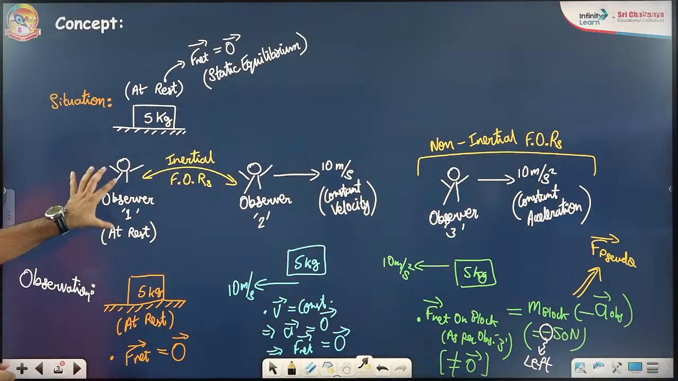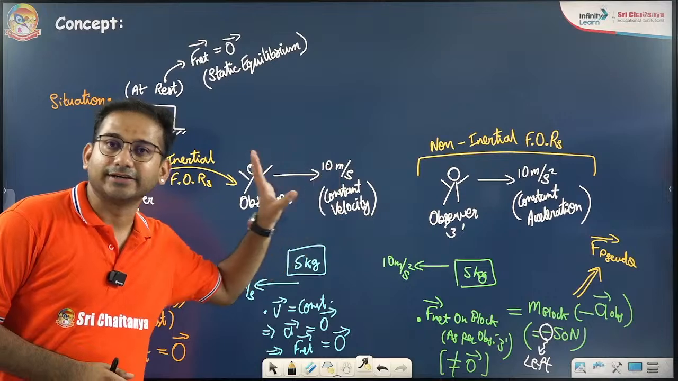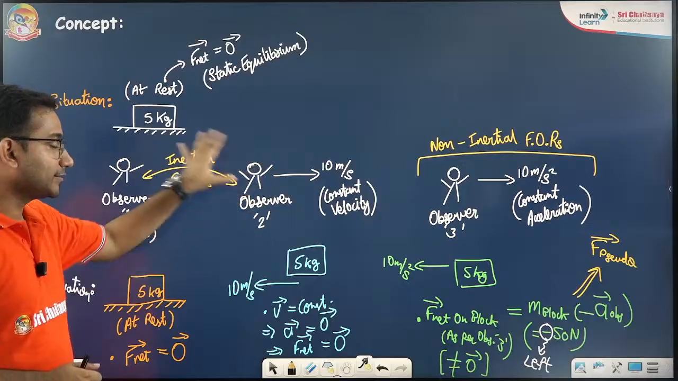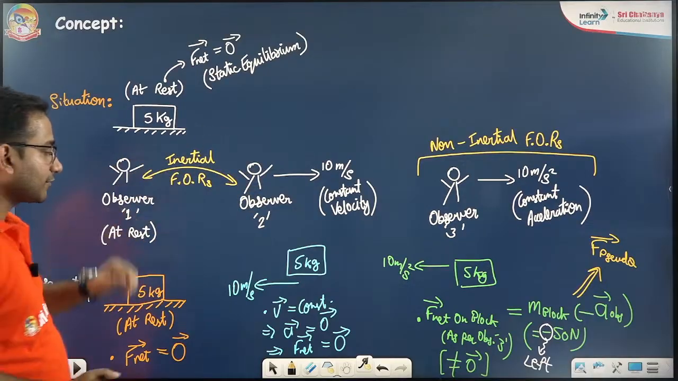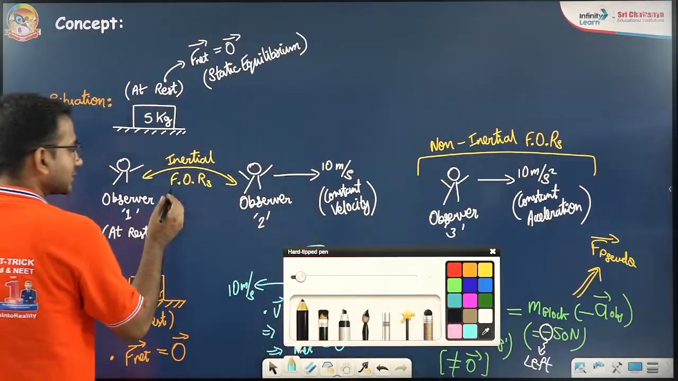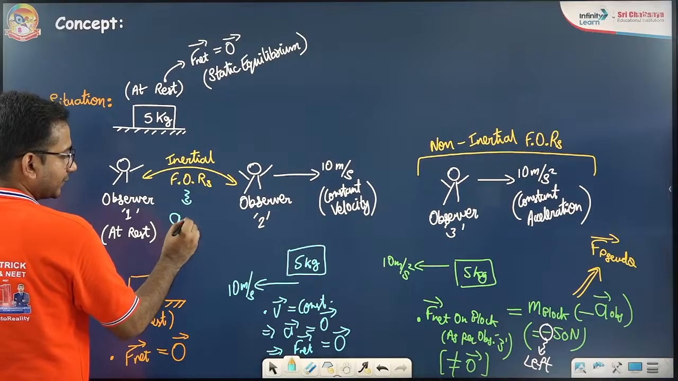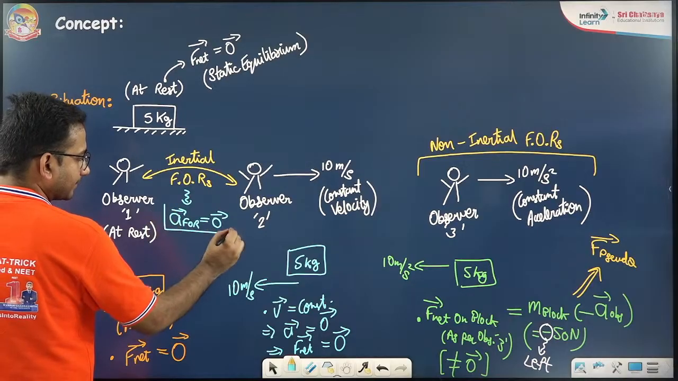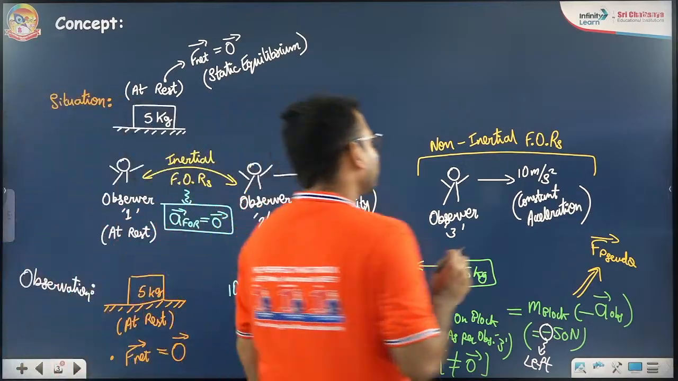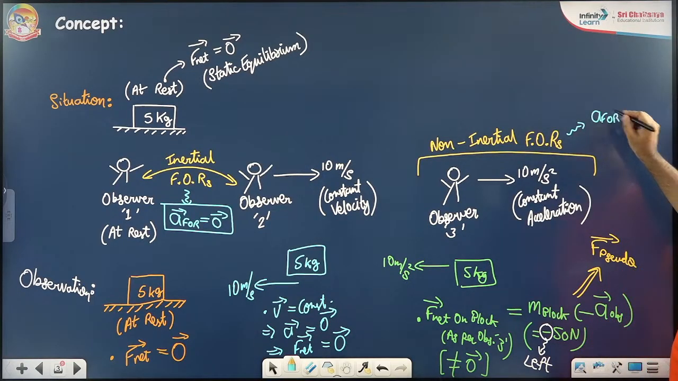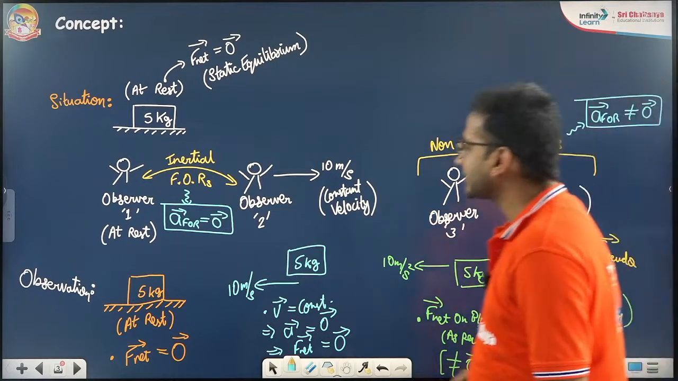Whether the observer is at rest or moving with uniform velocity, you call these observers or frames of reference inertial frames of reference. An inertial frame of reference is one in which the acceleration of the frame of reference is 0. Whereas in a non-inertial frame of reference, the acceleration of the frame of reference or observer is non-zero.